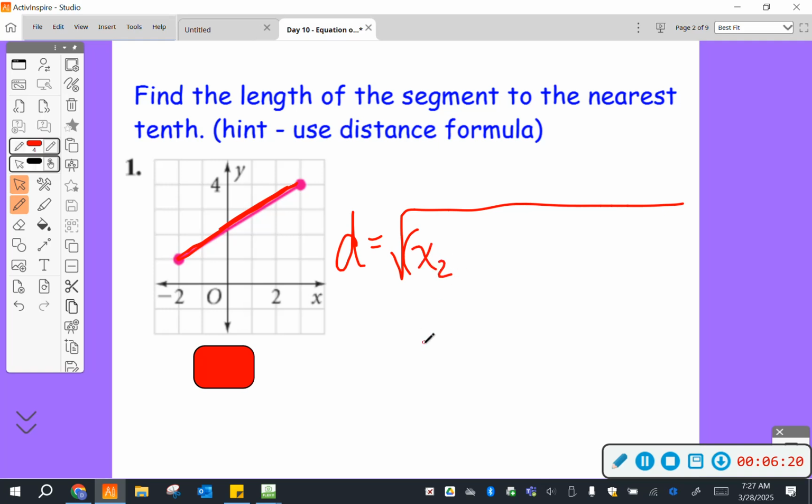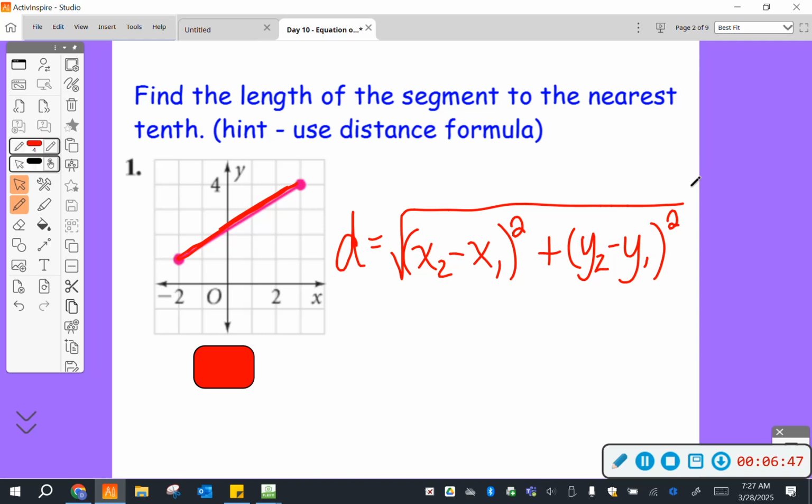X2 minus X1. Plus Y2 minus X1. It's been since September. It's been a hot minute. I agree, I would love for you to all have this memorized still, but I also understand. We just don't. And also, I gave this to you. I never even made y'all memorize this, I believe.